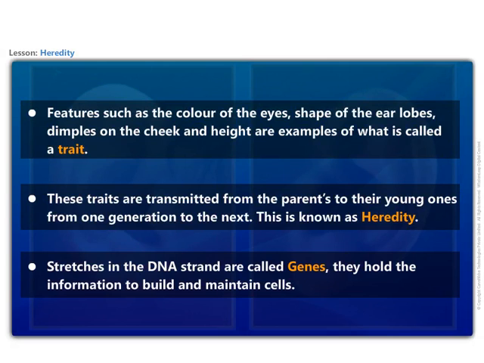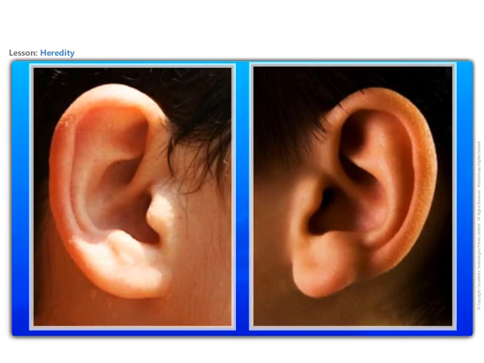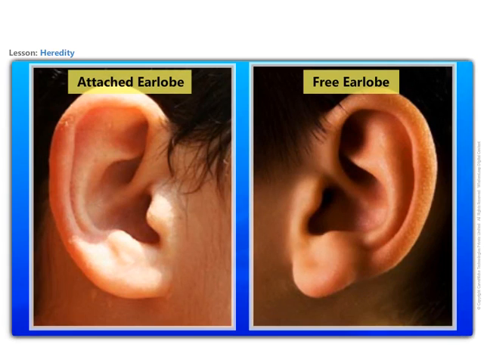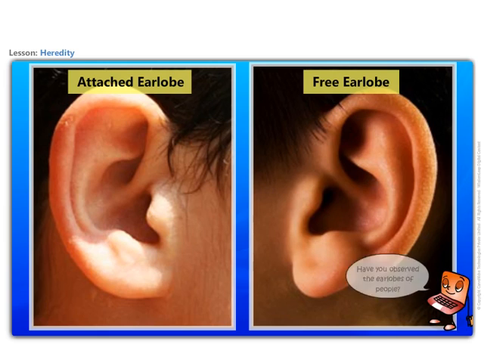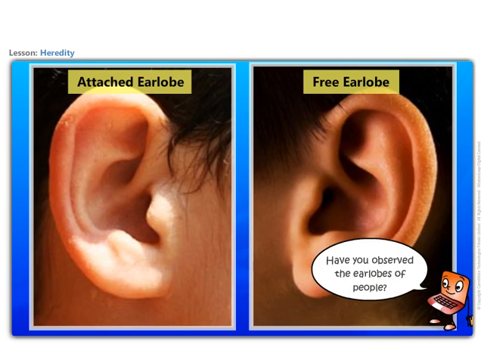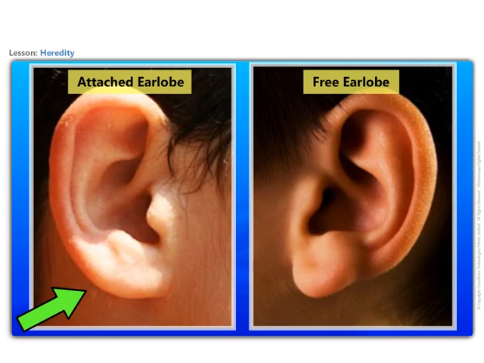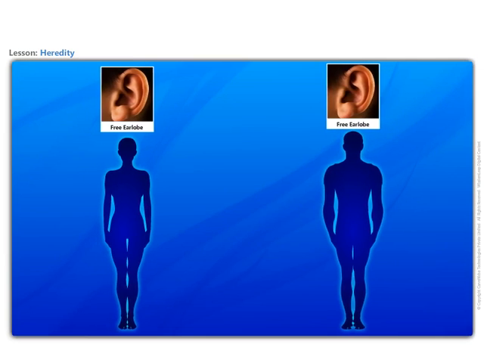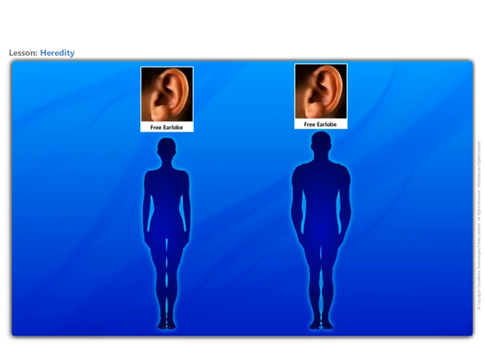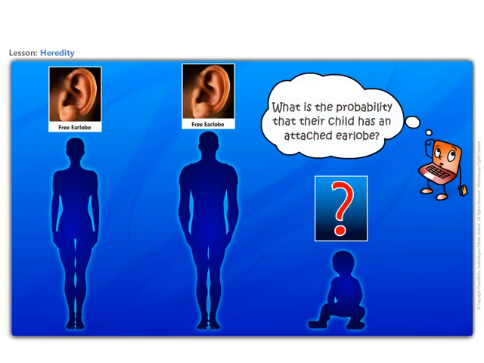Now that you understand the important terms in heredity, let us see how traits get transmitted from the parents to the next generations. Let us use the free earlobe and attached earlobe as the trait in our example. Have you observed the earlobes of people? Earlobes are the lower part of the ear. In some people, it is not attached to the side of the head and it is called a free earlobe. Some have attached earlobes. Let us consider that both the parents have free earlobes. Then, what is the probability that their child has an attached earlobe?